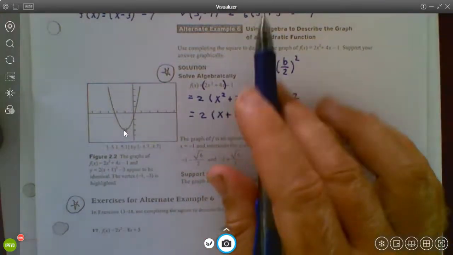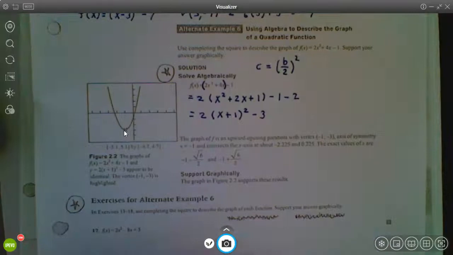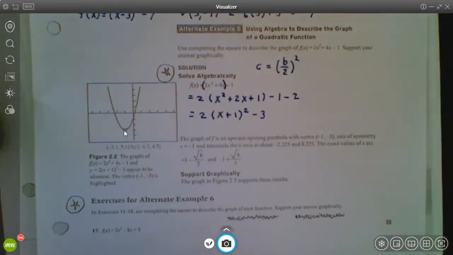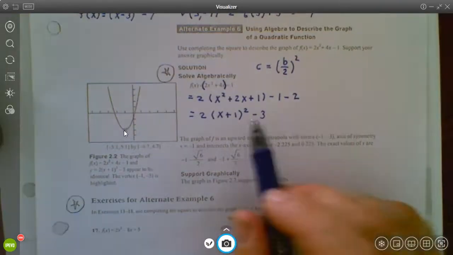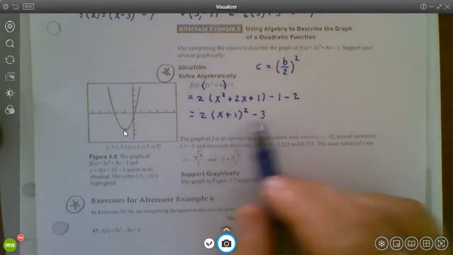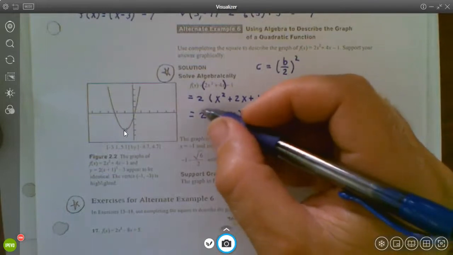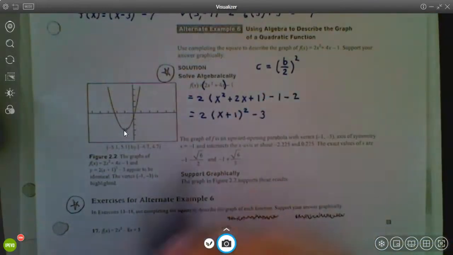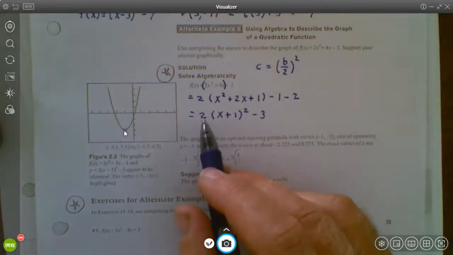We could have done the same thing up here. We just took a different approach. So this is just another way of getting to that place. So now we could describe it, because now we can say my vertex is -1, -3. I can tell based on this that it's positive, so I know it's going to open upward. This is also my vertical stretch of 2.